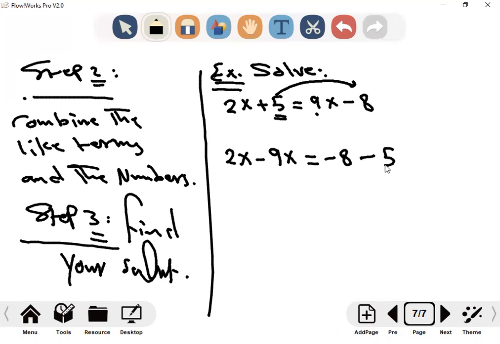Now, if the variables stay on their side, we don't change the sign. So we change the sign if we transfer from before equal to after equal, or from after equal to before equal. Okay? Now this side has all variables, and this side has all numbers. Now we are in step 2. Combine the like terms: 2x minus 9x is negative 7x. Equal negative 8 minus 5, which is negative 13.